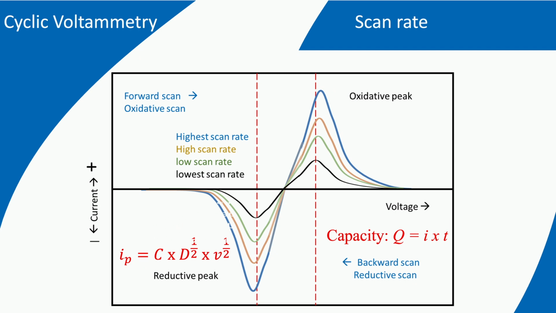Then the peak current is equal to the square root of the diffusion coefficient times the square root of the scan rate times a constant C. This constant C contains the number of electrons involved in the oxidation reaction, the electrode area, and the concentration of the electroactive species. The voltammogram at lower scan rate gives lower maximum currents.